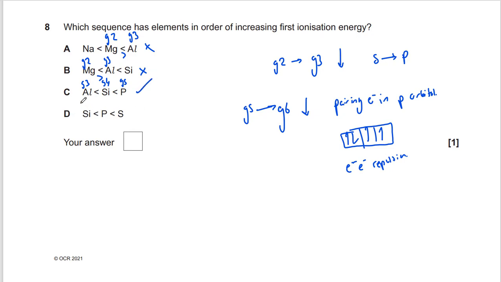So D is silicon, so that's group 4, group 5, group 6. And again, as we said, as we go from 5 to 6, it should drop. Phosphorus should be bigger than sulfur. So that's wrong as well. So the answer to that question is C. All to do with just trends across period and knowing between which groups you have this small decrease.